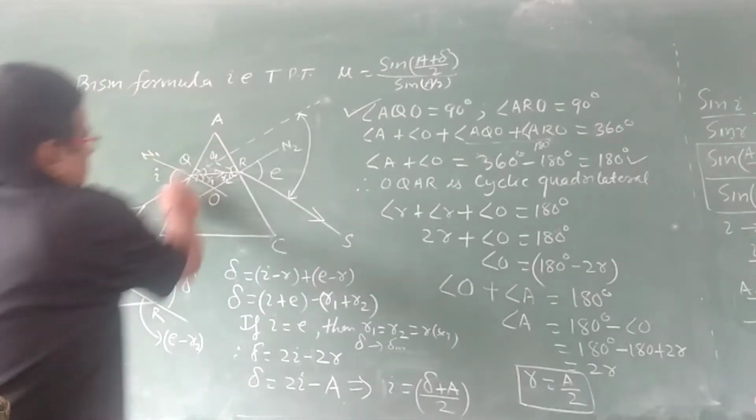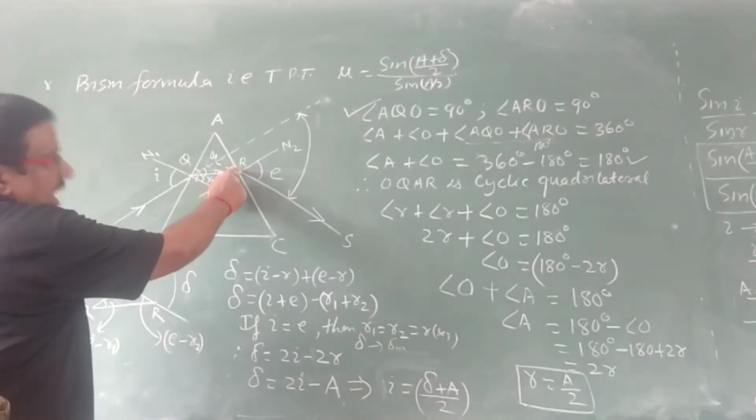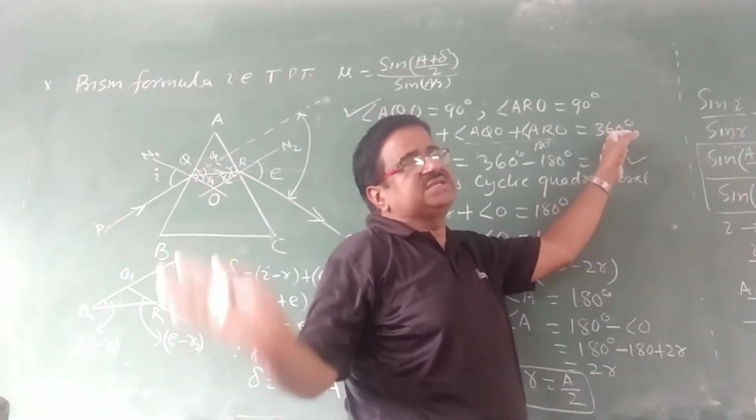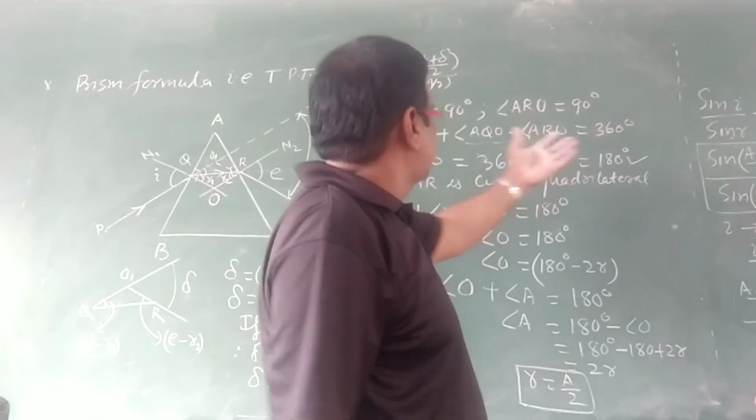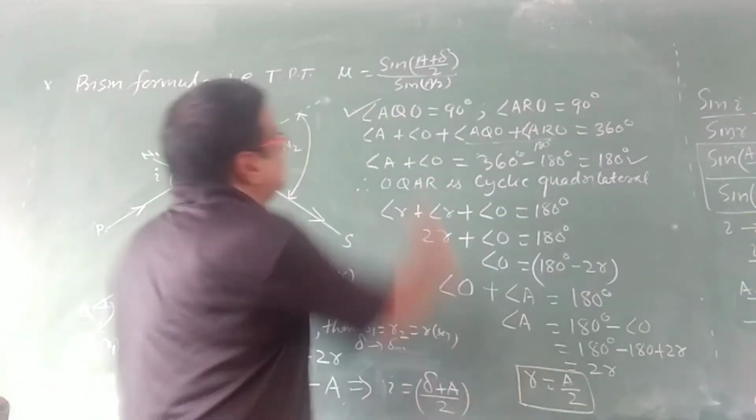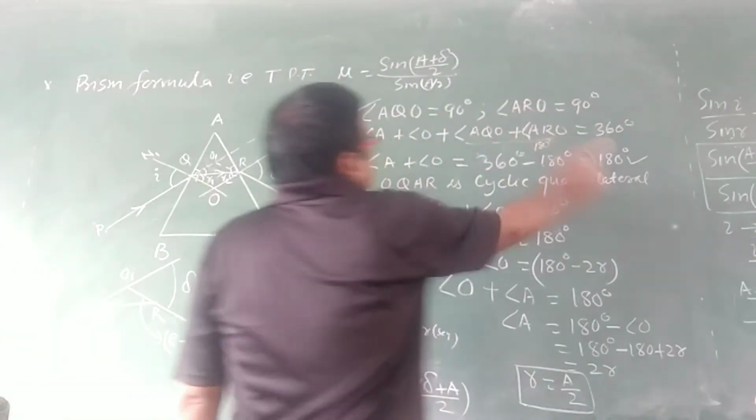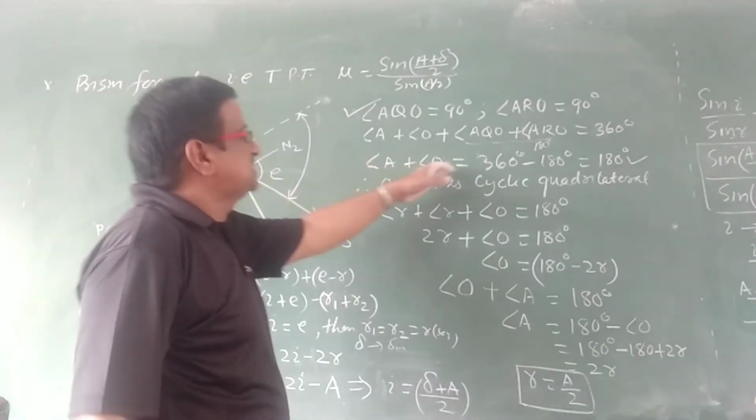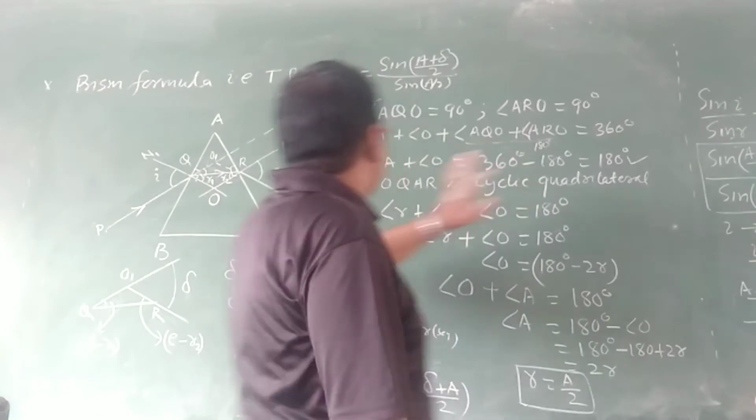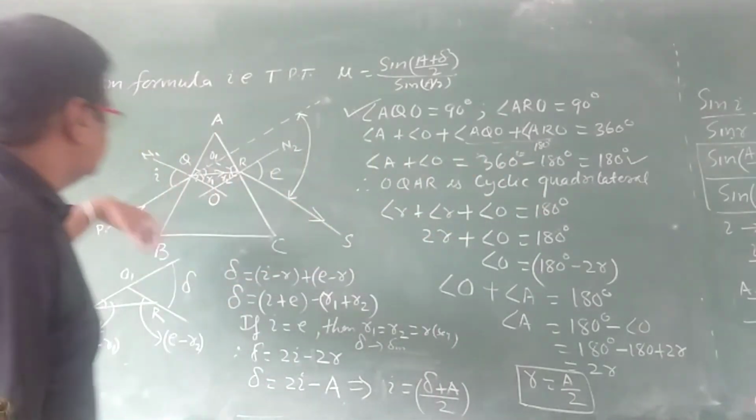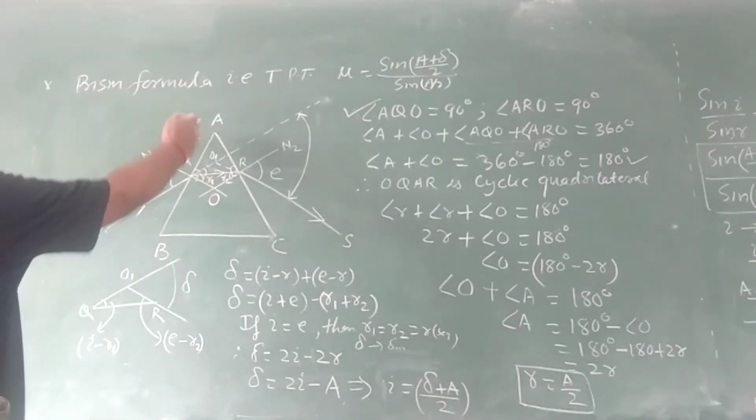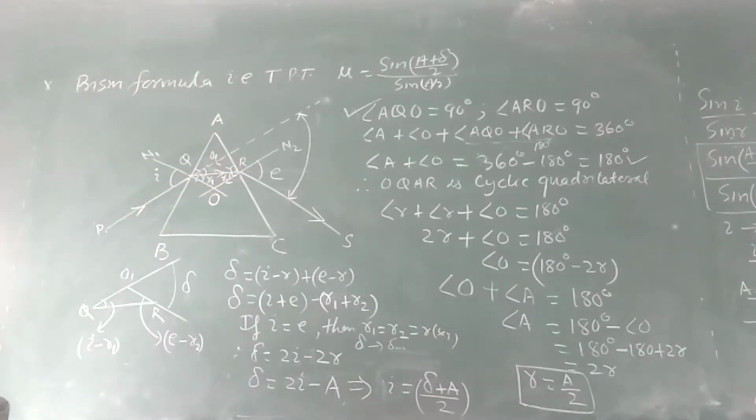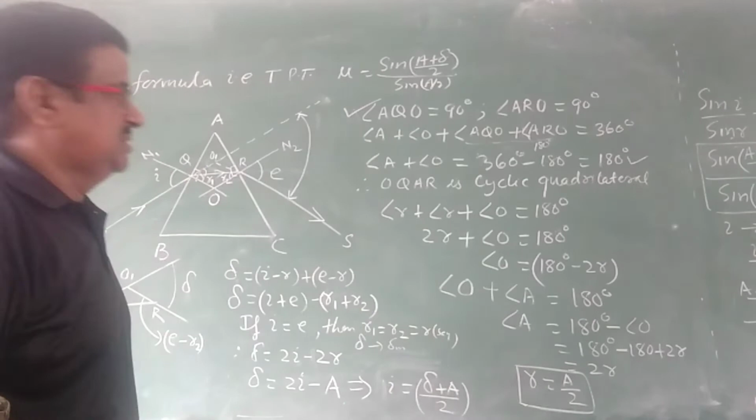Angle A plus angle Q plus angle O plus angle R, all together will be 360, as it is a quadrilateral. Similarly, the sum of these two will be 180 degrees. So we have angle A plus angle O equal to 180 degrees, and therefore we may say that AQOR is a cyclic quadrilateral.